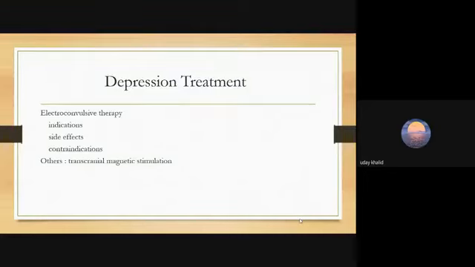When there are indications, a highly suicidal patient or a stuporous patient, we keep in mind the side effects such as memory impairment, and we need to explain all these to patients and reassure them that they are reversible.